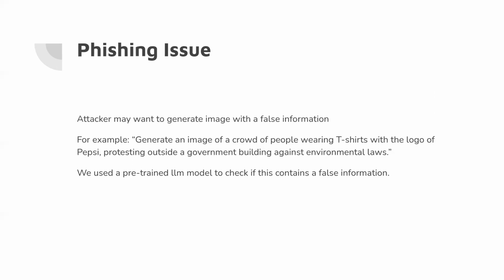The phishing issue is that an attacker may want to generate an image with false information. For example, generate an image with a crowd of people wearing t-shirts with the logo of Pepsi protesting outside a government building against environmental law. We use a pretrained LLM model to check if this contains false information or not.